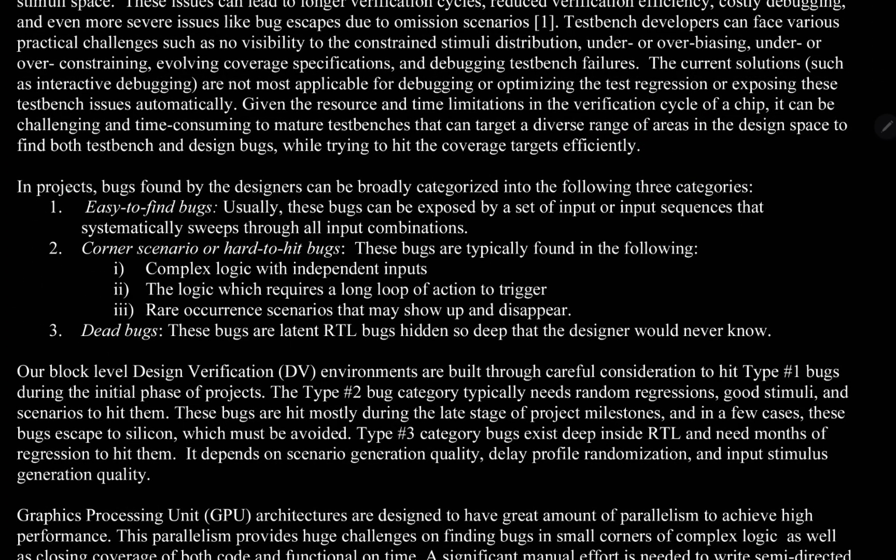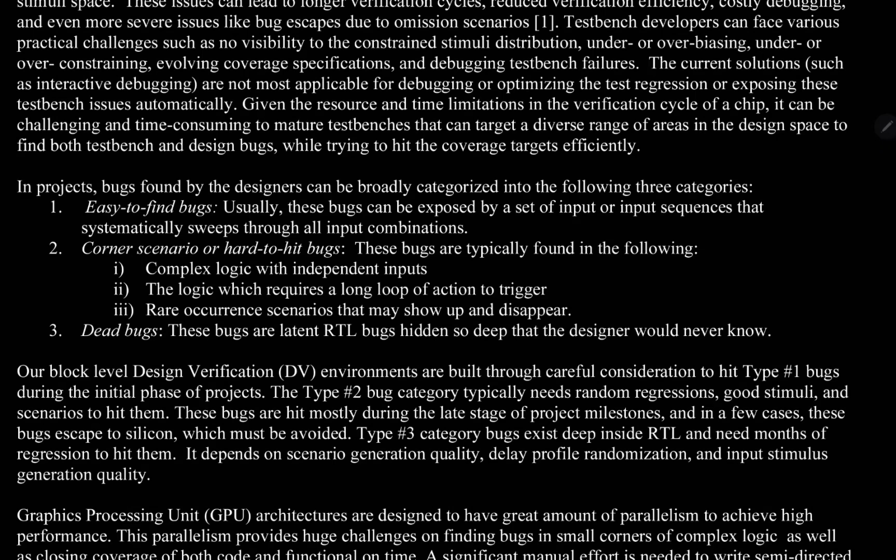In a project, bugs found by the designers can be broadly categorized into the following 3 categories. 1. Easy to find bugs. Usually these bugs can be exposed by a set of inputs or input sequences that systematically sweep through all input combinations. 2. Corner case scenarios or hard to hit bugs. These bugs are typically found in the following: 1. Complex logic with independent inputs. 2. Logic which requires a long loop of action to trigger. 3. Rare occurrence scenarios that may show up and disappear.